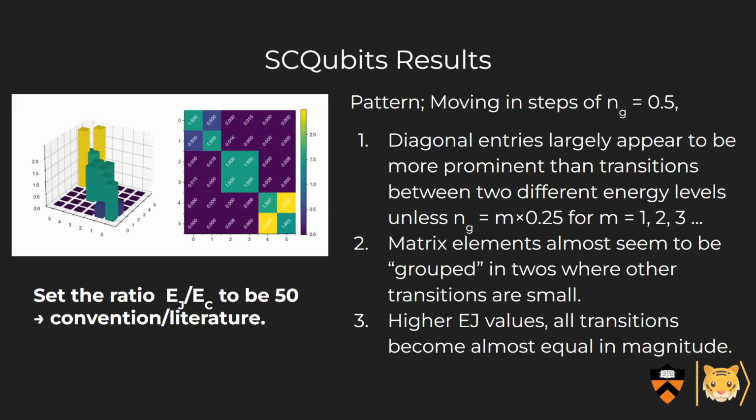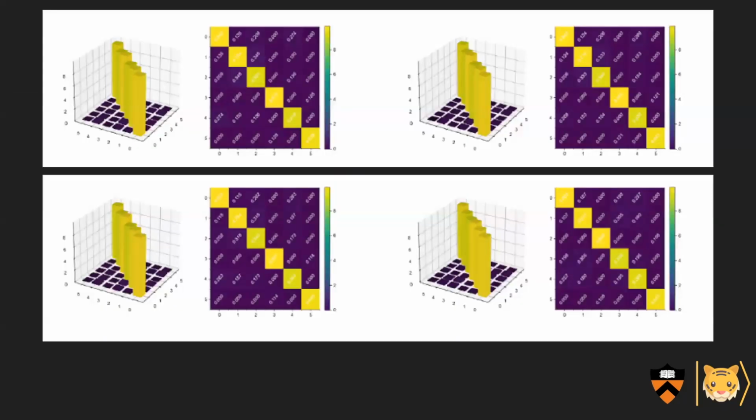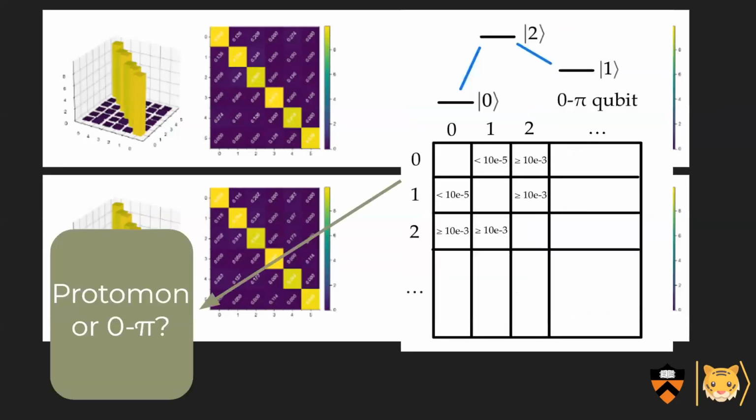So we wanted to set the ratio EJ to EC to be really high this time, like 50, which is usually the convention in the literature anyway, to see what would happen. And of course, now we see completely diagonal. But we realized there are some subtleties to this diagonal.